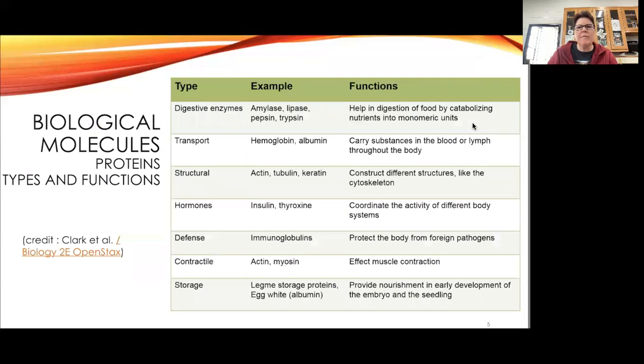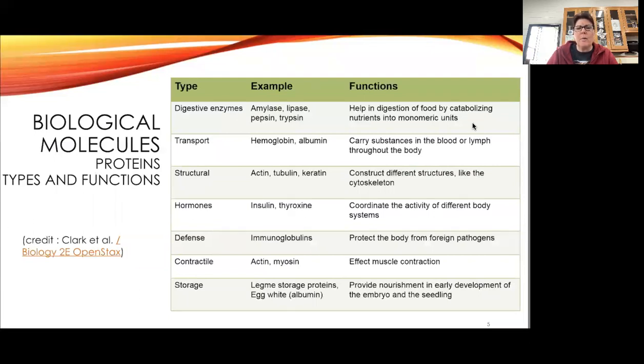Here's a table of just a few of those types of proteins and their functions. So we have digestive enzymes, amylase, lipase. Amylase breaks down starch. Lipase breaks down lipids. Pepsin and trypsin both break down proteins. We've got transport. We got hemoglobin. You know that transports oxygen around the body. Albumin is also found in the body. It helps to regulate pH. It's a buffer. It helps to maintain your blood composition.